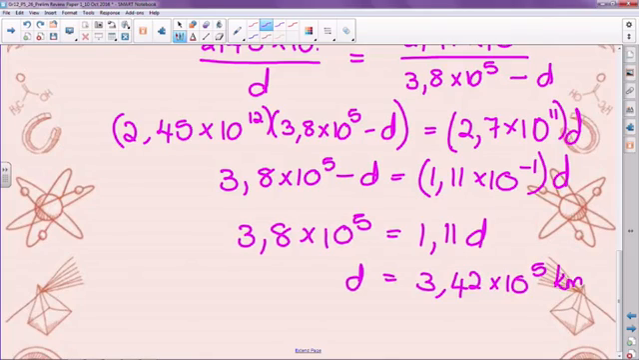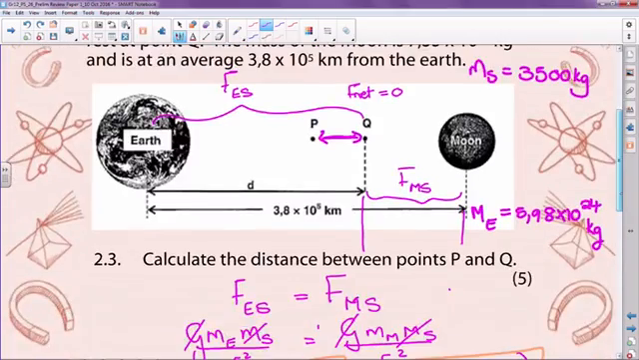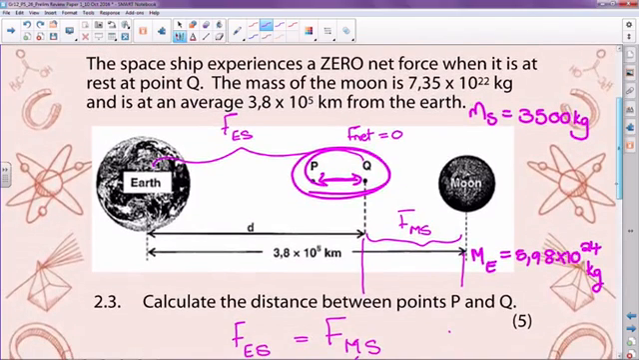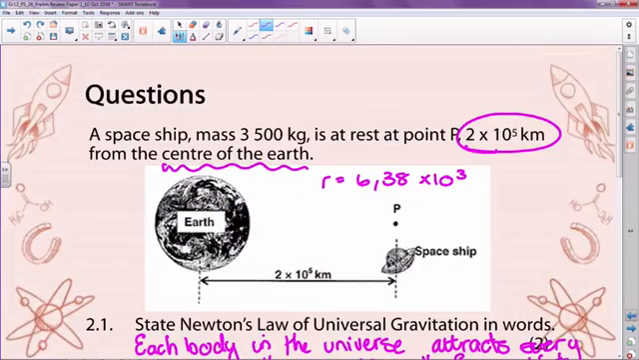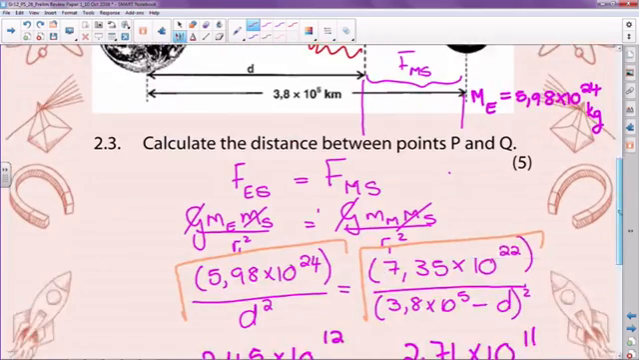But we're not done, because the question was, if we go back here, not for D. They wanted to know what the distance between P and Q is. Now, in the first question, they told me, now watch here, that P was 2 times 10 to the 5 kilometers, okay? So this distance over here, from here to here, was 2 times 10 to the 5. I want this little piece, so I'm going to go D's value minus 2 times 10 to the 5.